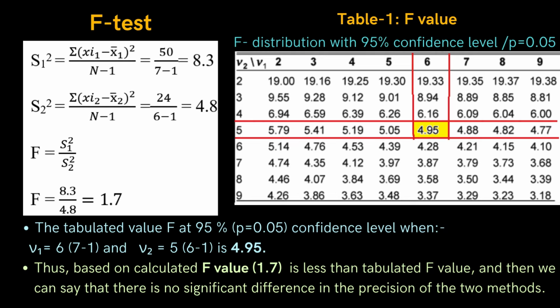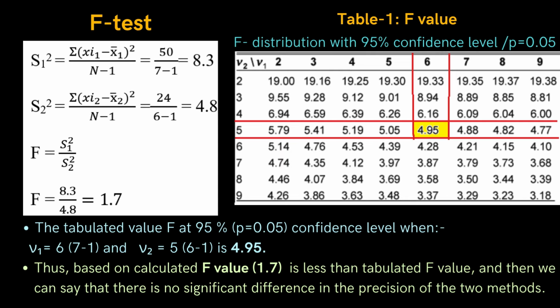Similarly, for the standard method, which is the summation of the difference of xi2 minus x bar 2, whole to the power 2, divided by n minus 1, which is 24 divided by 6 minus 1. Which further solved, it becomes 4.8. This obtained value will be the square of S2. And finally, the value of F will be 8.3 divided by 4.8, which is 1.7.